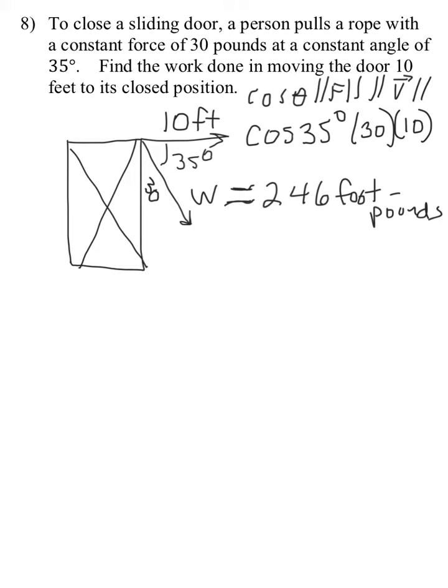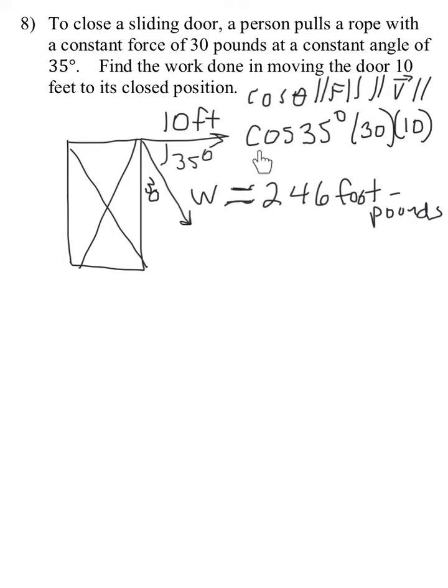Okay, in this next problem, we have to close a sliding door. A person pulls a rope with a constant force of 30 pounds at a constant angle of 35 degrees. Find the work done in moving the door 10 feet to its closed position. We were given this formula: cosine of theta times the magnitude of the force times the magnitude of the distance. That is going to give us the foot-pounds of work required to close the door under these conditions.